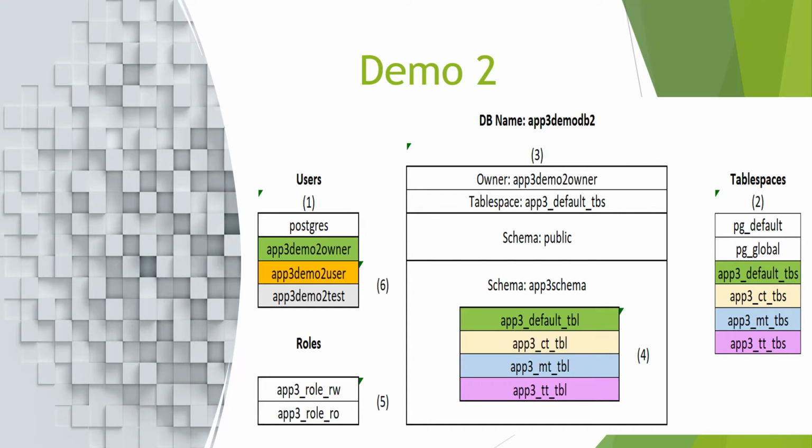Another important point is all my 4 tables are residing under app3 schema. I'm not going to create any table under public schema. As I said, schema is a logical partition. You can have multiple schemas in one database, but it is up to you where you want to place your tables. It is not a good idea to create tables under public schema, whereas table space is nothing but physical location where your table and index data files are going to present.